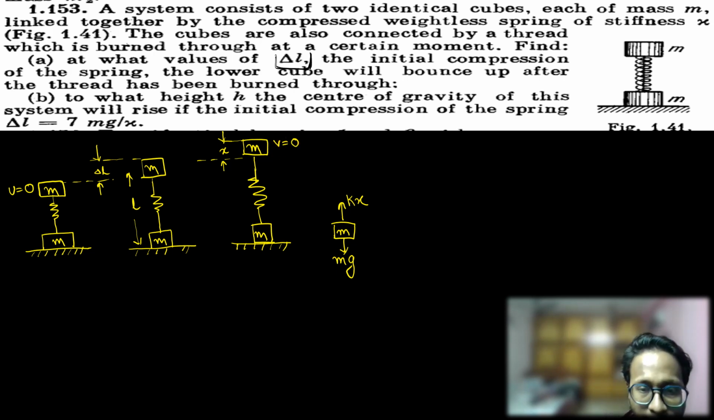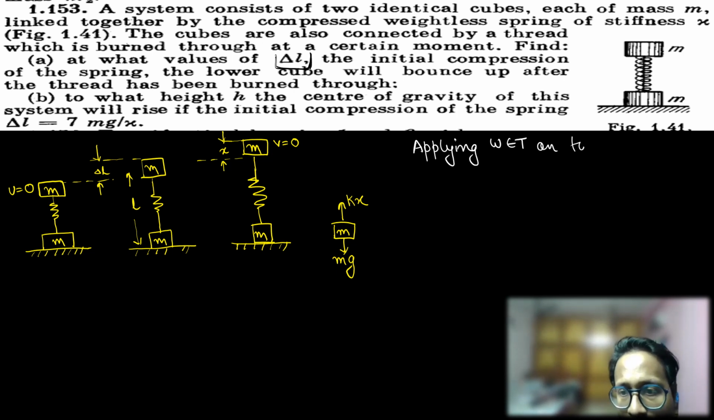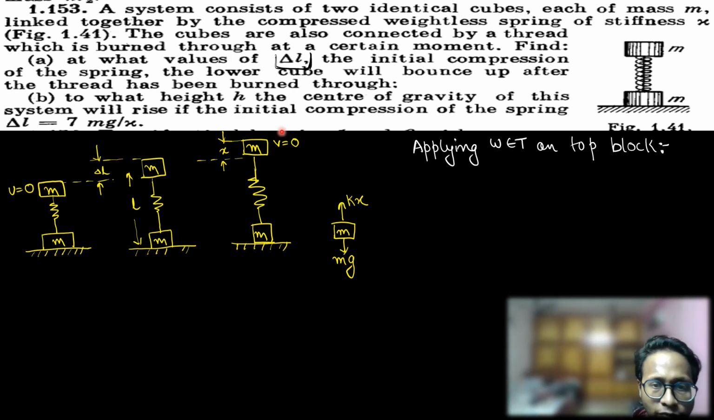So, applying work energy theorem on top block, initial velocity is equal to 0, final velocity is equal to 0. Change in kinetic energy is equal to 0. What are the total forces doing work on the top block? There are two forces acting on the top block. First one is the gravity force, second one is the spring force.